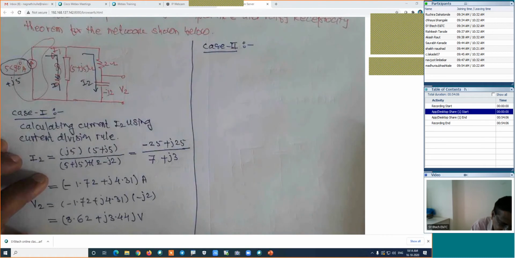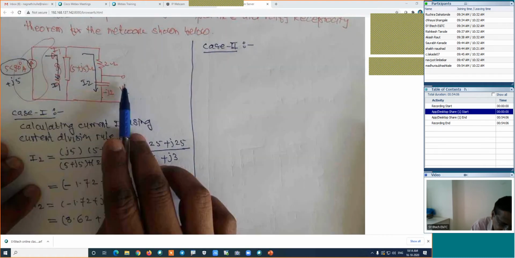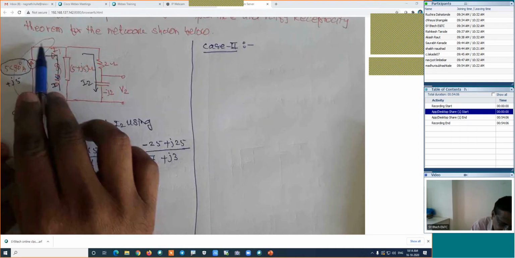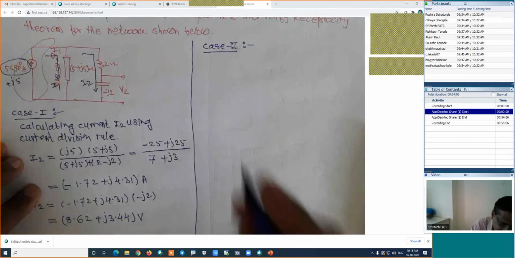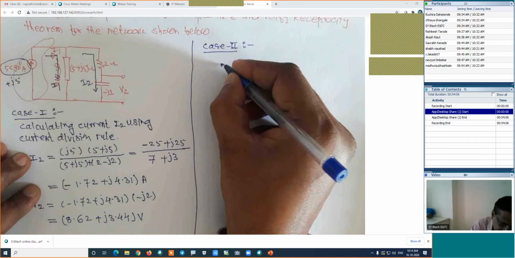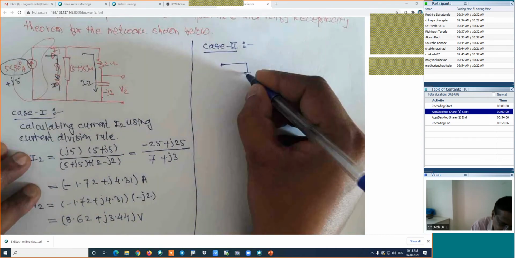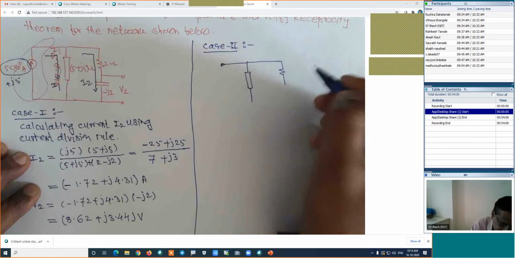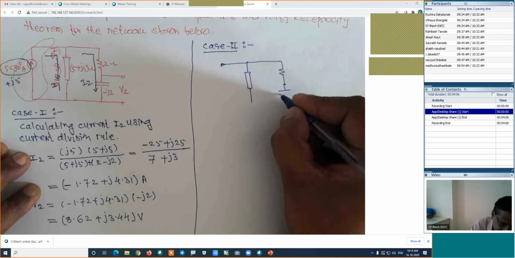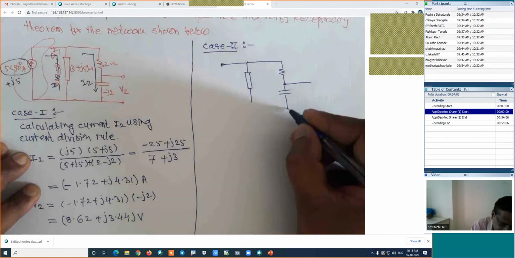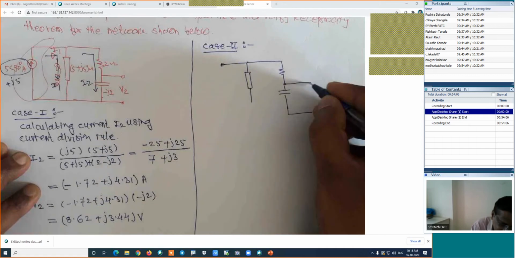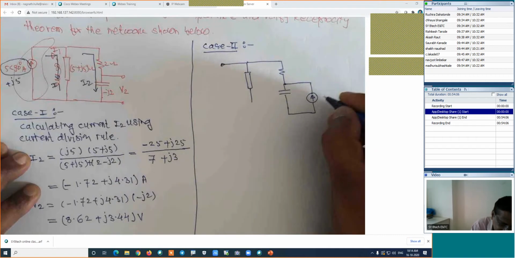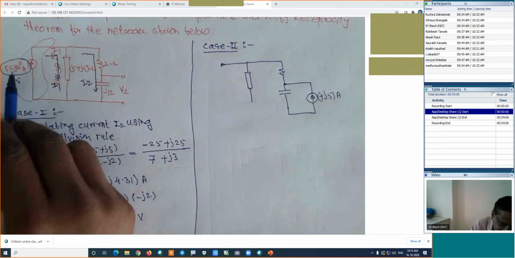In case 2, we will bring this current source here, and we will calculate the voltage across this point. The figure will be something like this. Here will be the one resistance. Here is the capacitor, and we will connect the current source here. How is the direction? Upward. What is its value? Plus j5 amperes, because that is 5 angle 90, which means plus j5.